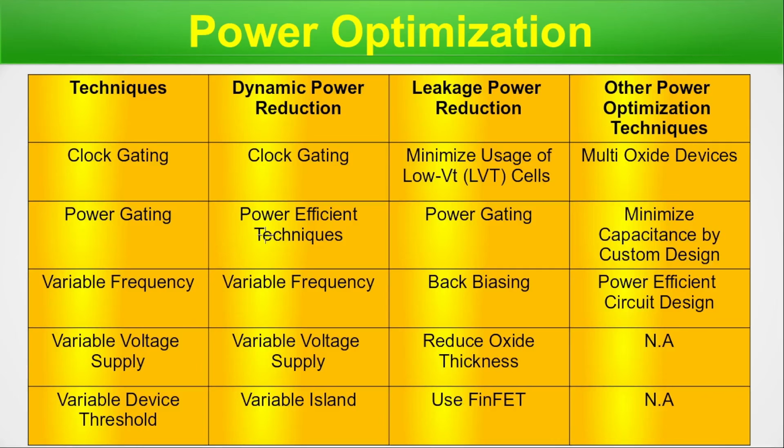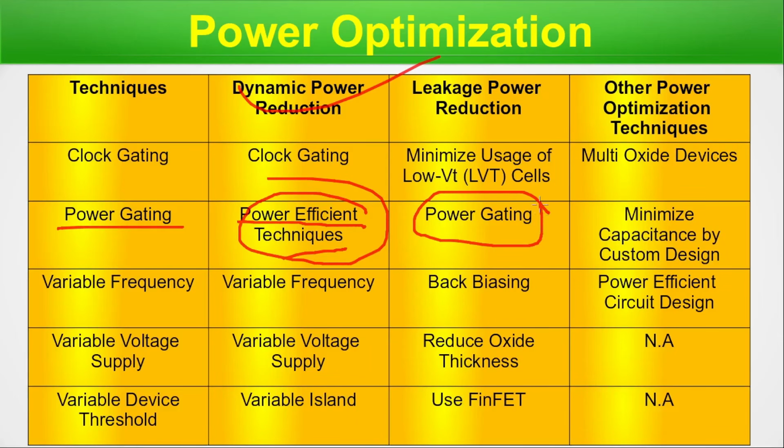So here we are done with the clock gating part. Now let us go for power gating. Power efficient techniques, right? We use it for the dynamic power reduction. Next we use the power gating method itself for the leakage power reduction. And for the other kind of power optimization technique, we minimize the capacitance by custom design.